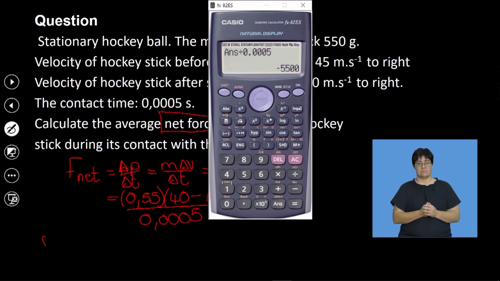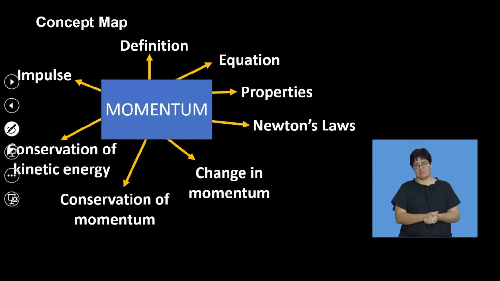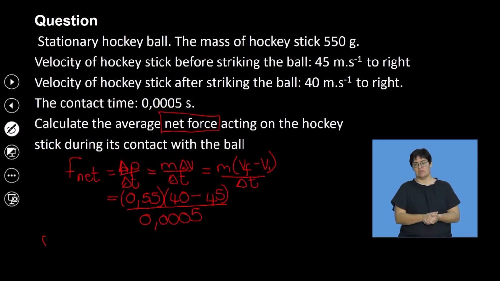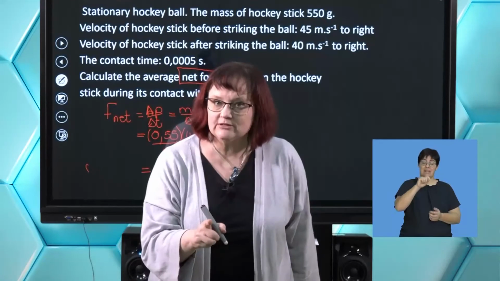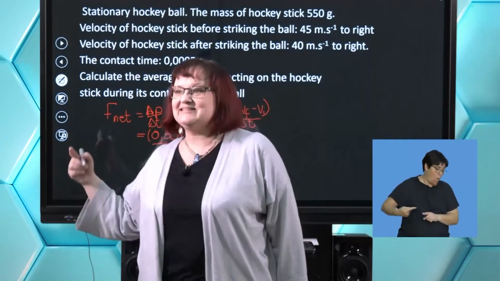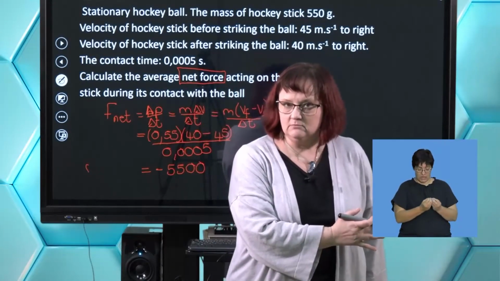It's not a fraction, which is great. Remember, we don't work with fractions, okay? Your final answer must be a normal number. Oopsie, wrong way. There we go. So, minus 5,500. What does that tell me? That tells me that the net force is in the opposite direction to which the object was moving in.